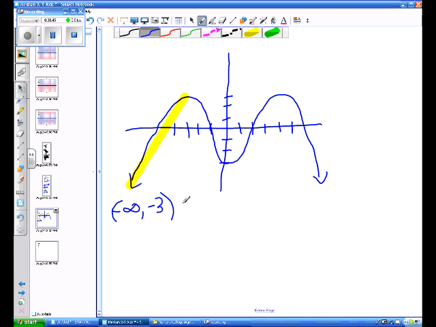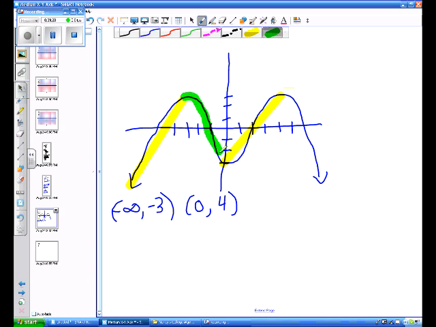Now that's not the only place we're increasing. So if we wanted to put the other place that we're increasing, from here to here, our function is also increasing. So let's put all the places where we're increasing, and that would be from 0 to 4. Our graph is increasing. Now we want to know, where's our graph decreasing?